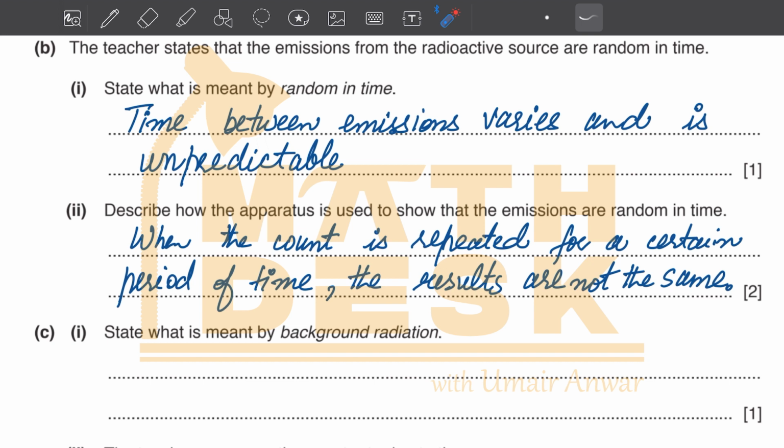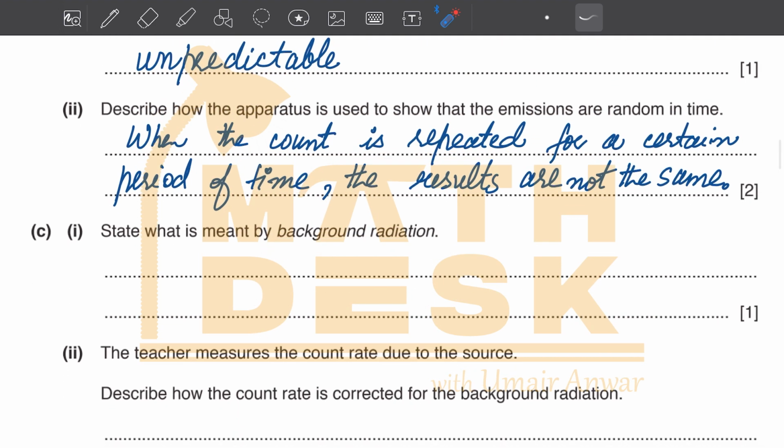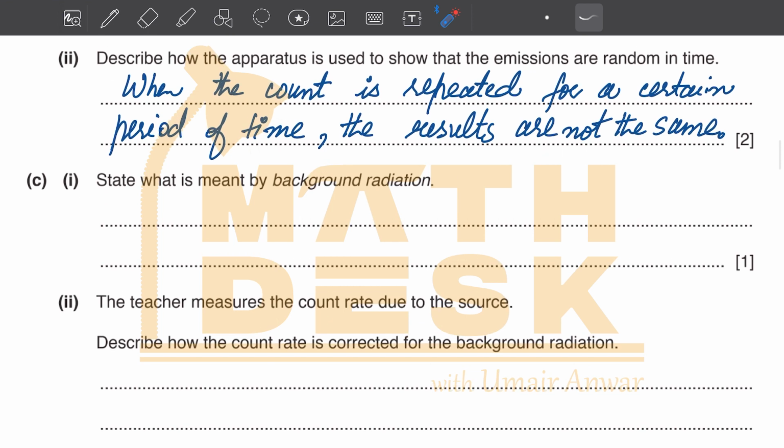or the count rate for 10 minutes, so every time during those 10 minutes the count rate or the readings are different from each other. So it means that the radiation is a random process in time and it does not show the same behavior every time. The next part says state what is meant by background radiation.